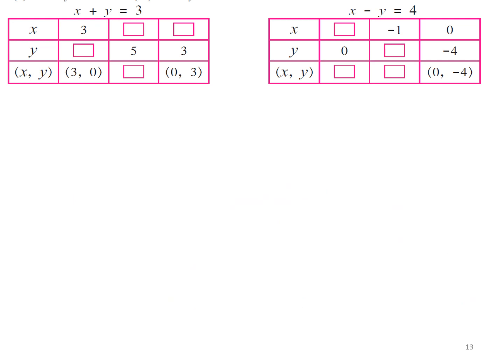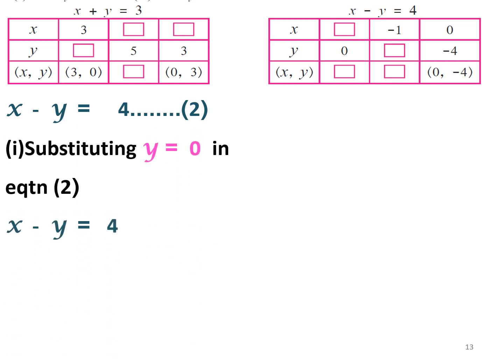Let's move to the next equation now. x - y = 4. Substituting y = 0 in equation 2, that is x - y = 4, x - 0 = 4, x = 4 + 0, and therefore x = 4. So when y = 0, the x value is 4.